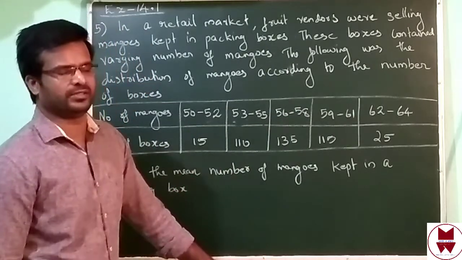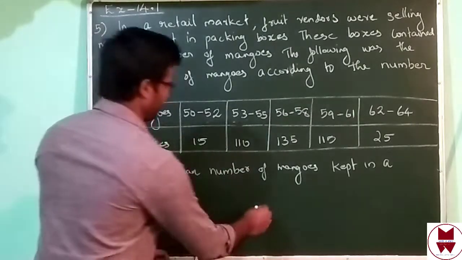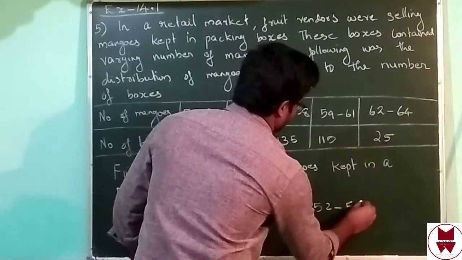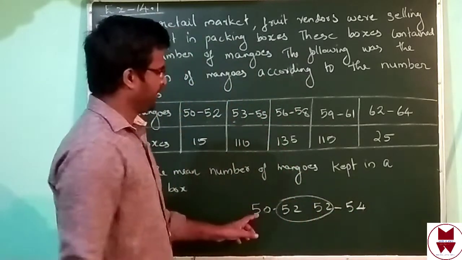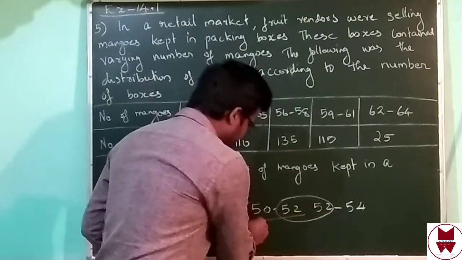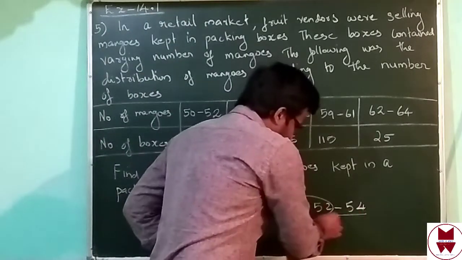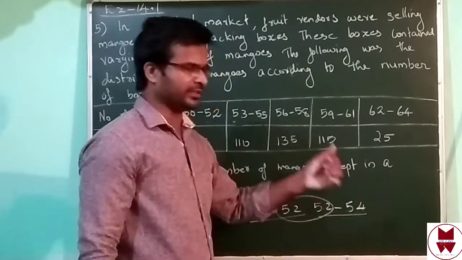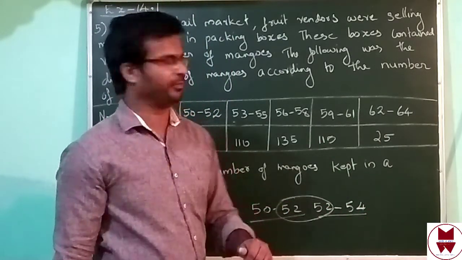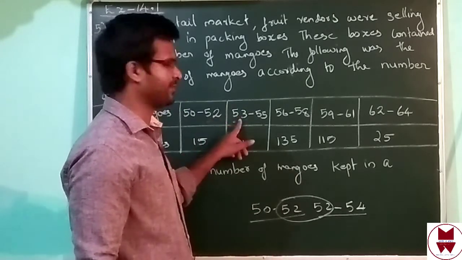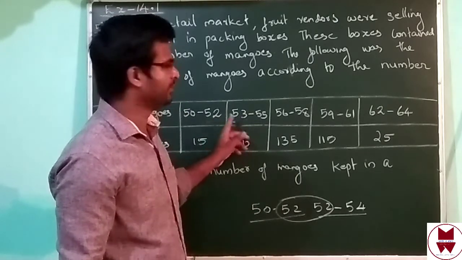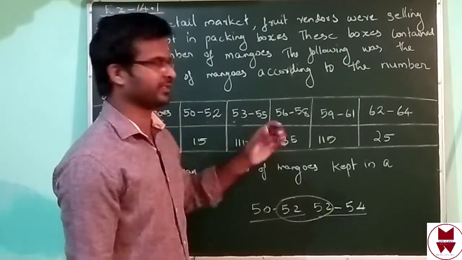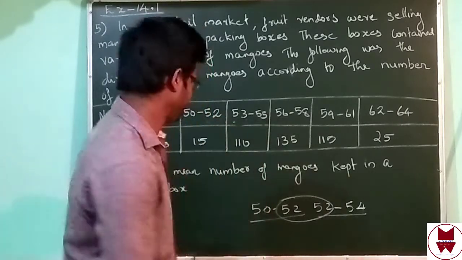This class interval is not continuous. What is continuous? You can see 50 to 52, then 52 to 54. The upper limit of the first class interval and the lower limit of the second class interval, that is 52 and 52, should be equal. Then such a class interval is known as a continuous class interval. But here, 52, then the next number is 53, a different number, isn't it? That means this is not a continuous class interval. First we have to make the class interval continuous, then only we can proceed.